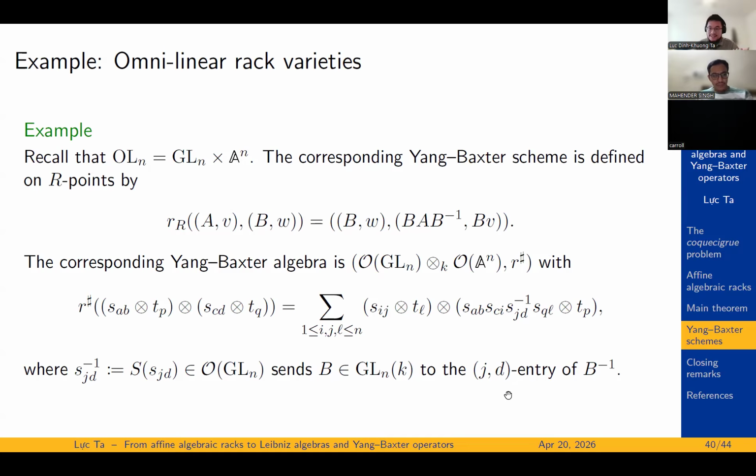The advantage of this is that you would probably not think of this formula on your own. So if you want to construct Yang-Baxter operators in schemes or algebras, which you might actually want to do if you do algebraic geometry, for example, then you can just start with the rack scheme and look at its corresponding Yang-Baxter operator. And you'll get crazy formulas like this.